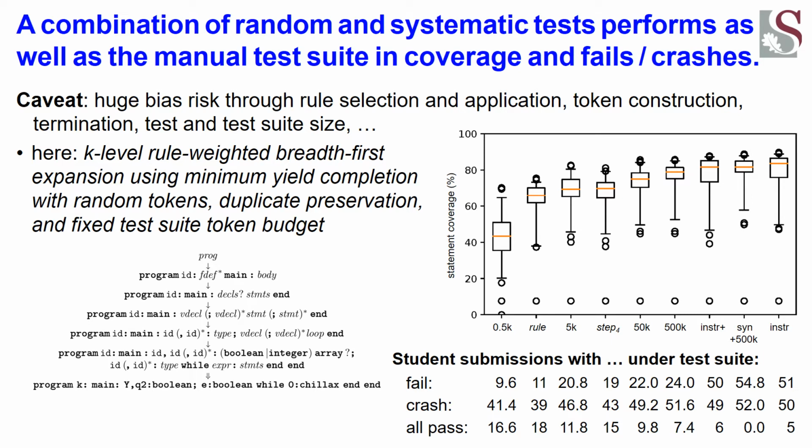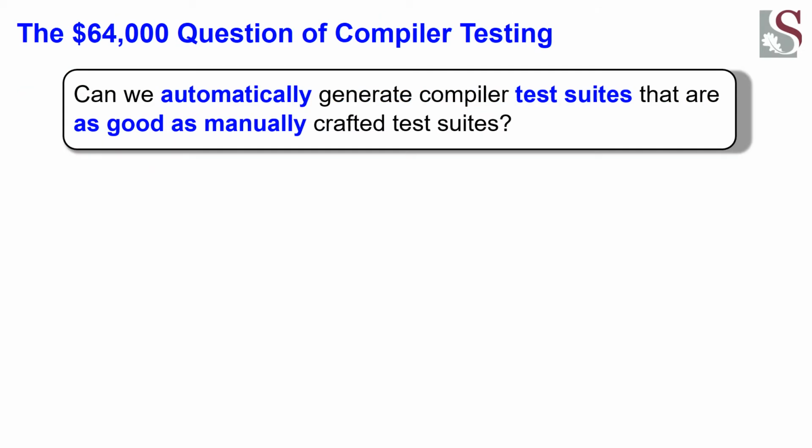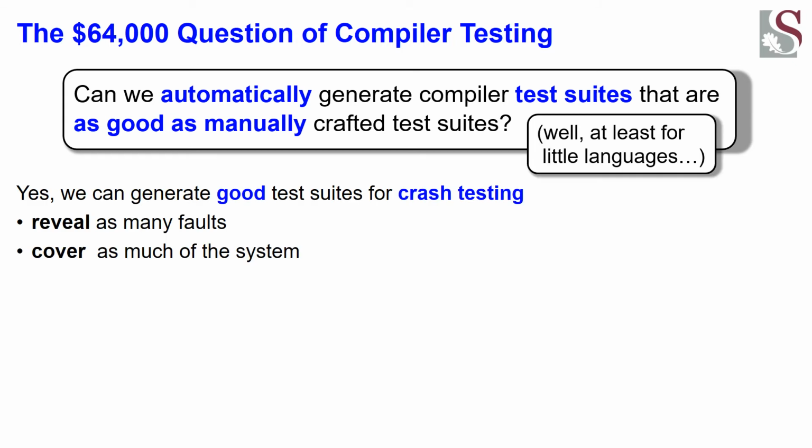Even better, if we combine a large random test suite with positive and negative systematic test suites, then we perform pretty much on par with the full manual test suite. Code coverage is slightly lower, error detection is slightly better, and we find an error in every single student compiler. So, going back to our original question, we can indeed generate comparable test suites, at least for little languages and at least for crash testing purposes.